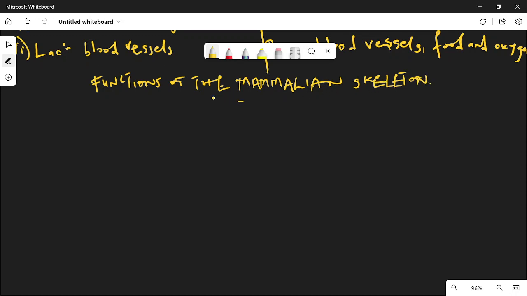Functions of the mammalian skeleton. 1. Support. What do we mean by support? The skeleton of an organism gives support, or provides support to internal organs for points of attachment.